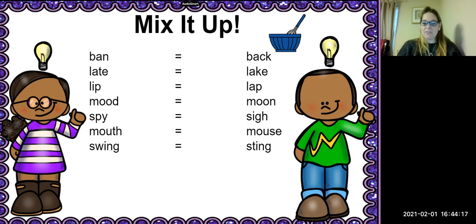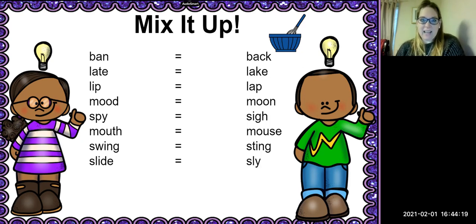Very good. All righty, the next word is slide. Oops, I didn't mean to do that. Slide. And we're going to say it without the d. So the new word is, kind of gave you that one already. Fly. Good. The next word is hub. Hub. And we're going to change the b to t.